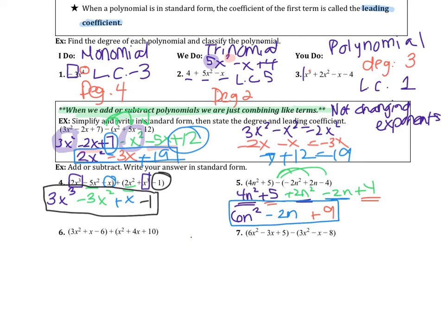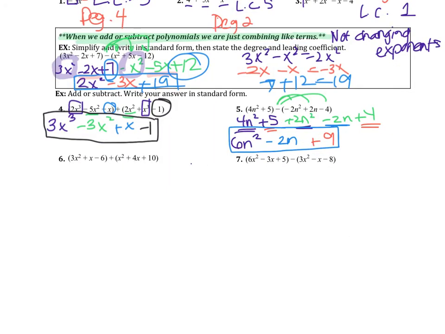Okay, go ahead and pause the video and work through 6 and 7 on your own. Okay, number 6 is addition. So I'm just simply going to combine like terms. So I have 3x squared and x squared. That's going to give me 4x squared. I have positive x and positive 4x. That's going to give me 5x. Because remember, I'm just counting how many I have. If I have 4 x's and then I have one more, I now have 5 x's.